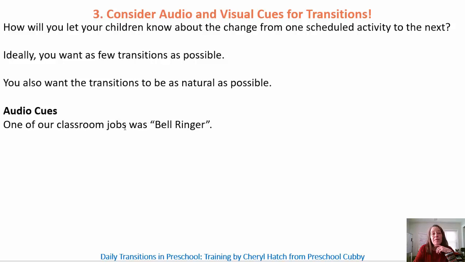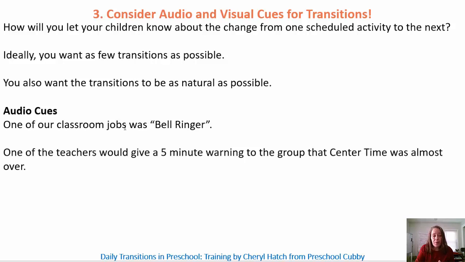One of our classroom jobs was bell ringer. We had our director at the time, Miss Peggy, had this awesome metal bell that you could ring. The kids loved it. And we had classroom jobs that we would rotate every day for fun. The kids would just have different jobs every day. And bell ringer, oh my gosh, they loved this one.